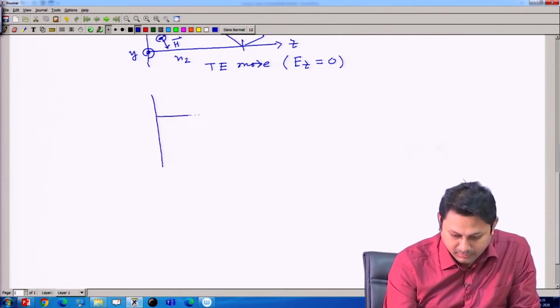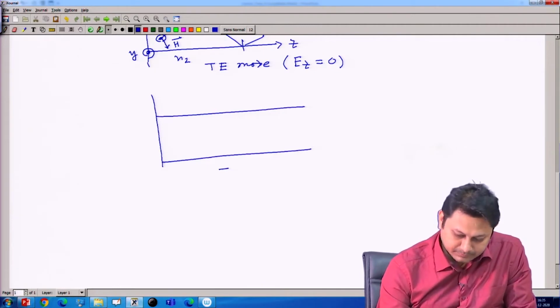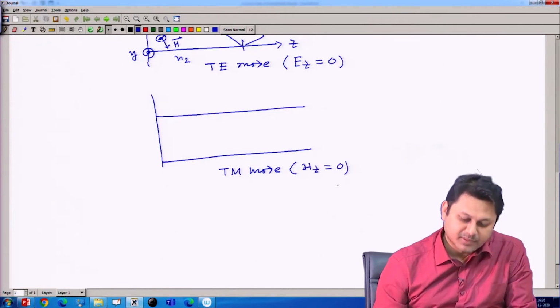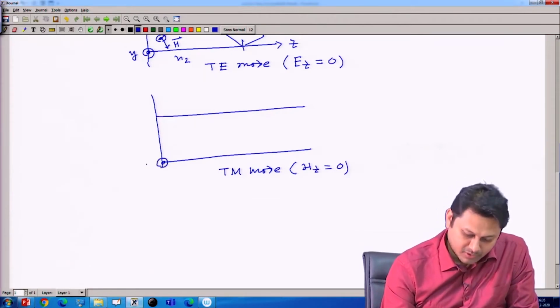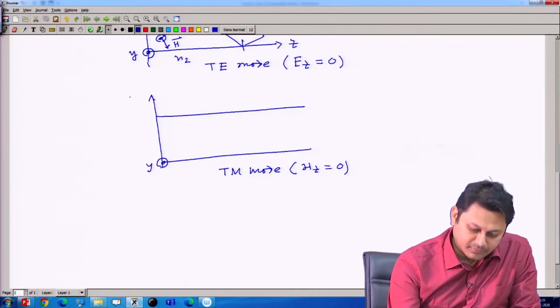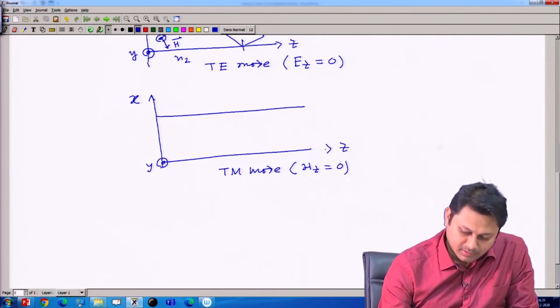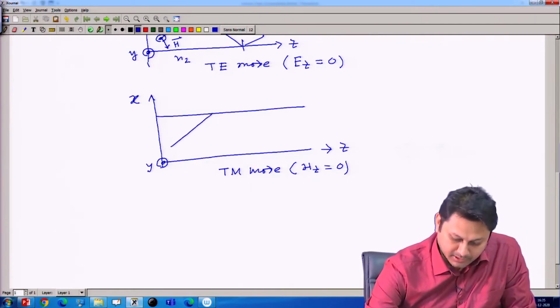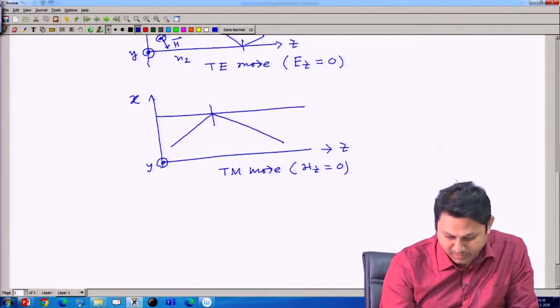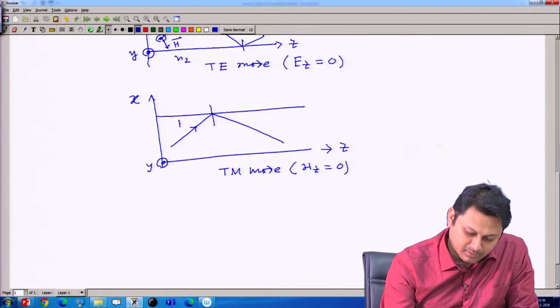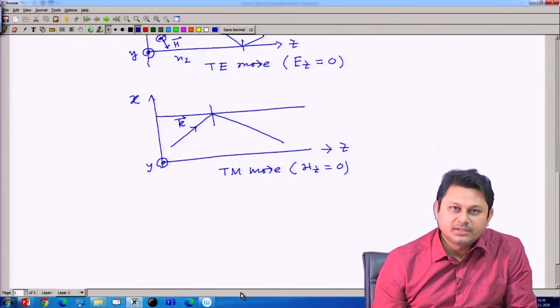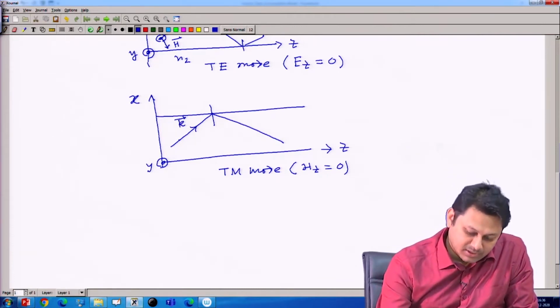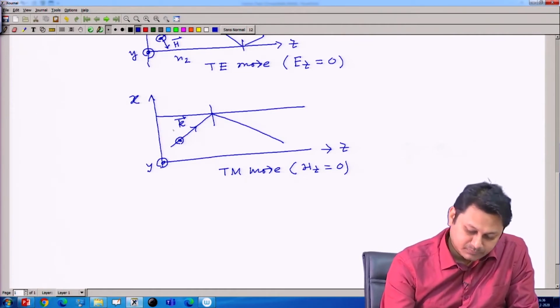Well, similarly for TM modes, I have Hz equal to 0, transverse magnetic mode. Along this direction I have y, along this direction I have my x, and this is the z direction. A ray is falling like this, facing total internal reflection, so coming back to the medium. So, this is my k vector. Now, here the Hz component is 0. Since the Hz component is 0, it has to be in the xy plane, that means it should be perpendicular to this plane.